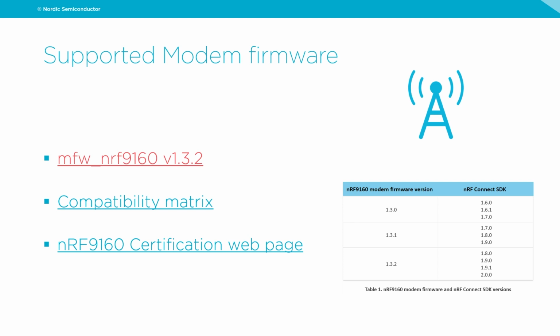On the modem firmware side, for nRF Connect SDK version 2.0.0, it is modem firmware version 1.3.2 which is supported. If you open up the compatibility matrix on our info center, you can see this chart. So here you can see that if you want to use nRF Connect SDK version 2.0.0, you need to use modem firmware version 1.3.2. We also have a certification webpage, which goes more into detail on the certification process for the nRF9160.